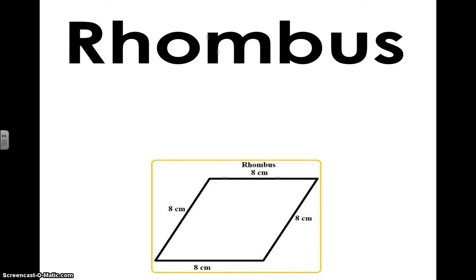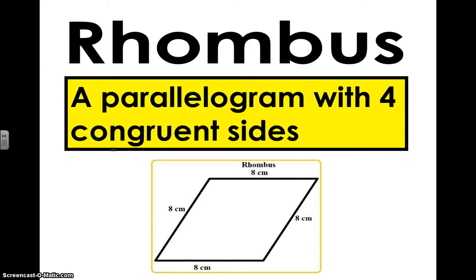A rhombus. A rhombus is a parallelogram with four congruent sides. So if you look at this rhombus right here, each side is 8 centimeters long. And if you think about it, what's another way that I can indicate that those four sides are congruent or have the same length? If you said put one of those tick marks on each of those lines, you are correct.